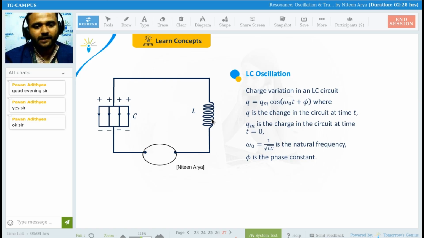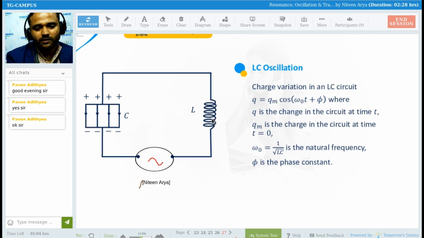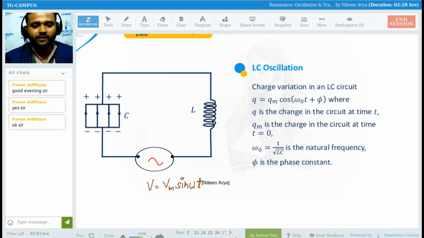Suppose I apply a voltage here, an alternating voltage. This is your alternating voltage. I apply an alternating voltage, which is V equals Vm sine. If it is positive here, then current is going in this way.